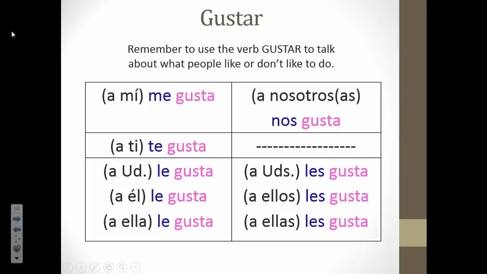Please pause the video at this time and fill out part A of your note guide where it asks you to fill in the chart below with the correct gustar pronoun. So for example, in the blank for the first one, I like, you're going to put me in the blank in front of gusta.